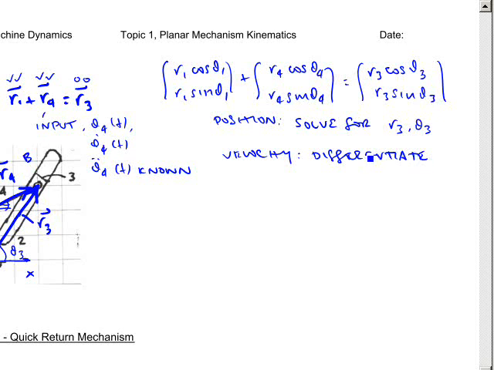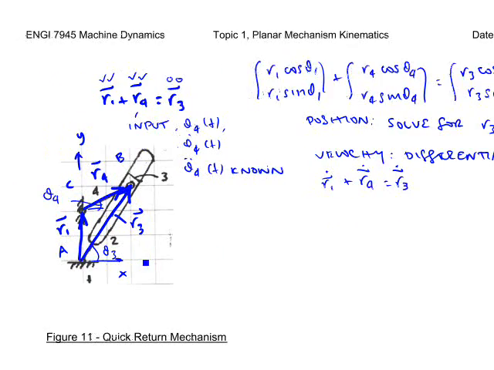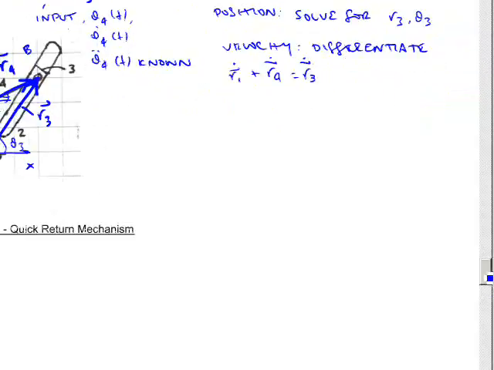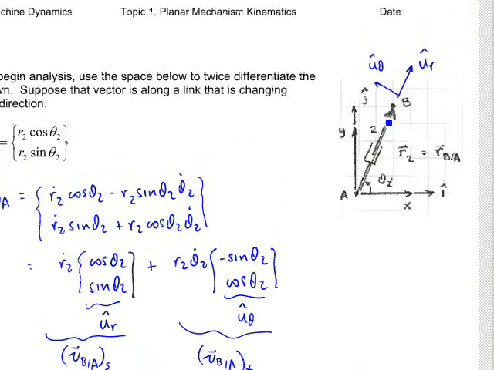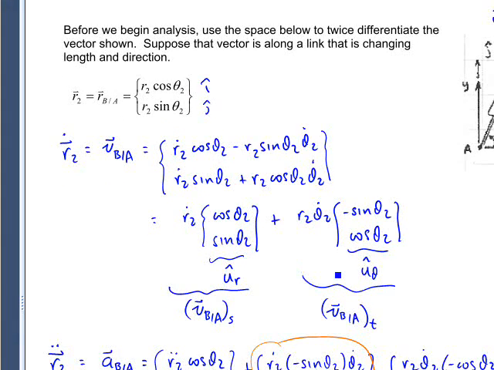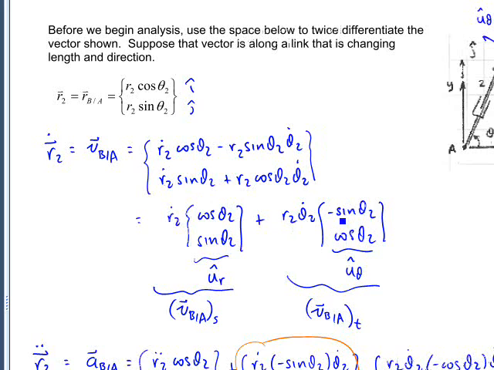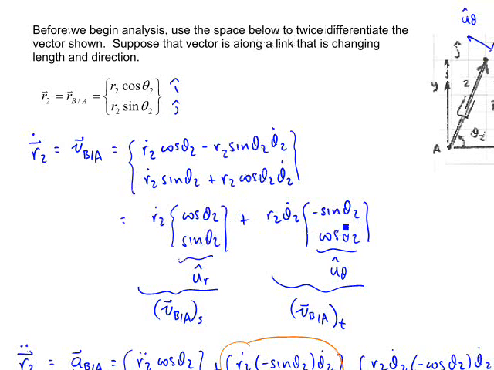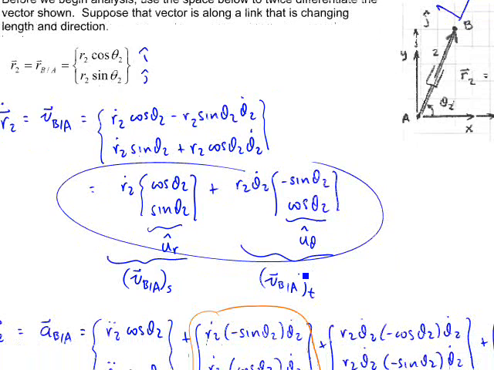So I need r1 dot plus r4 dot equals r3 dot. Do I need to sweat differentiating a vector? No, I don't, because last day we said, given a general vector of the form r cos theta i plus r sine theta j, r dot is r dot (cos theta i plus sine theta j) plus r theta dot (minus sine theta i plus cos theta j). I can just take this result, change the subscripts, and that's all I need to do to differentiate a position vector. Just copy that out.